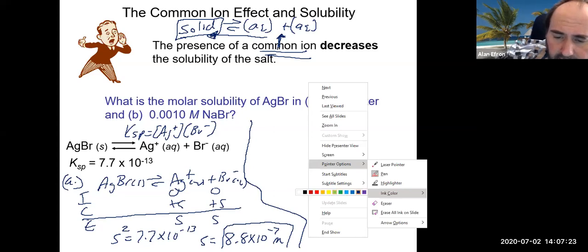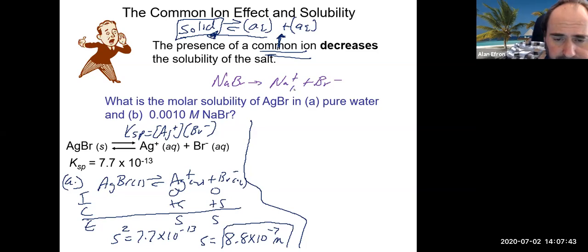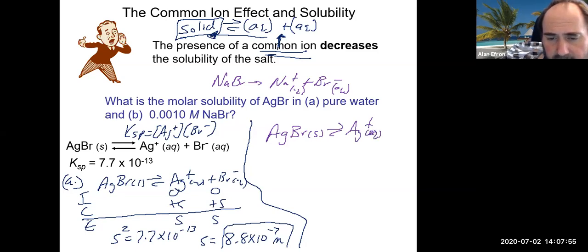So in part B, though, we're interested in what the solubility would be if we didn't put it in just water, but we also had in there some sodium bromide. So when we look at sodium bromide, obviously when it breaks apart, we get a sodium ion and a bromide ion. So we would set up our same equilibrium here, our silver bromide breaking apart into our silver and our Br minus.